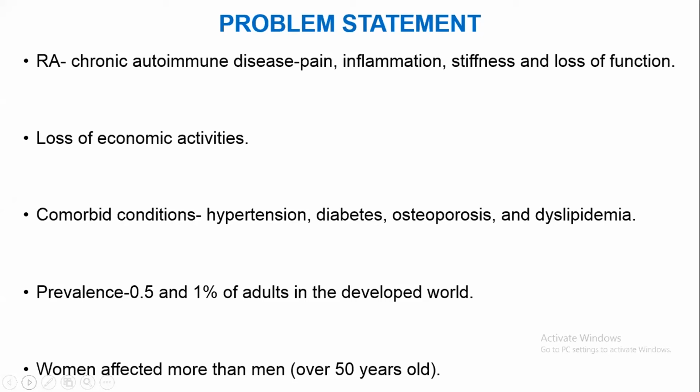What interested me was the condition, rheumatoid arthritis. Because when I studied what rheumatoid arthritis is, it's a very painful condition. It's an autoimmune disease, which leads to pain, inflammation, stiffness, especially in the small fingers. It's a progressive disease. So with time, these patients cannot even hold objects. The loss of function leads to loss of economic activities, and these patients actually become a burden to their caregivers because they cannot do normal chores. This condition also has comorbid conditions. The prevalence is 0.51%, and women are affected more than men, with an age bracket of more than 50. Next slide, please.